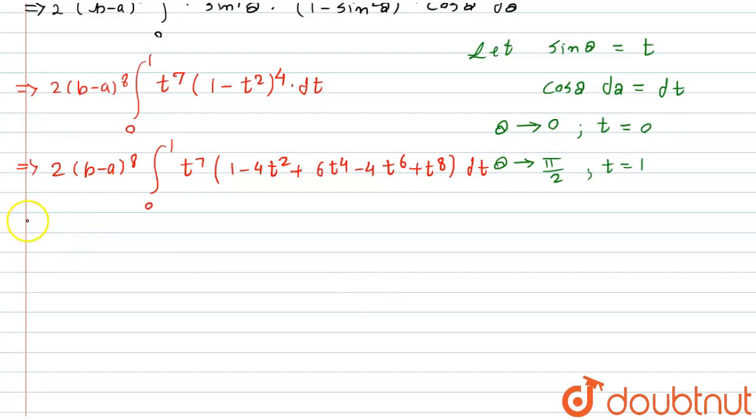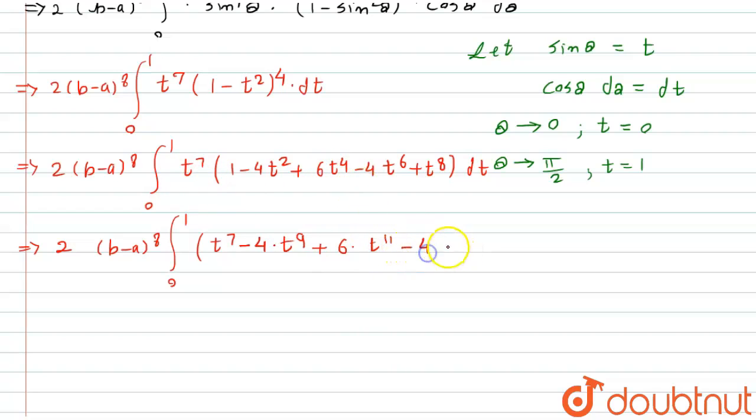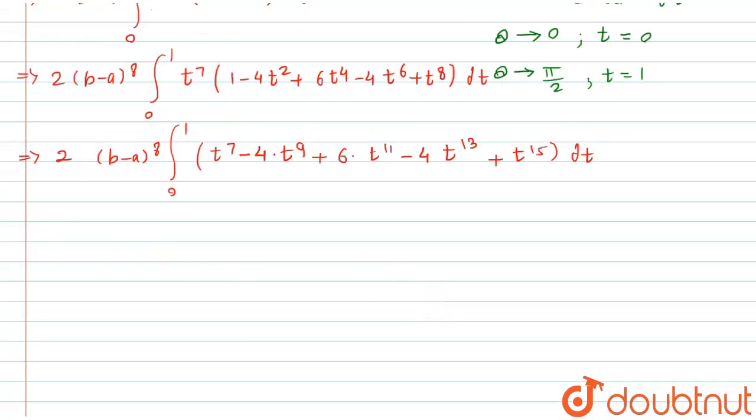Now if you multiply t raised to 7 inside, this implies 2 (b minus a) raised to 8, integration 0 to 1 of: t raised to 7 minus 4 t raised to 2 times t raised to 7, which becomes t raised to 9, plus 6 t raised to 4 times t raised to 7, which becomes t raised to 11, minus 4 t raised to 6 times t raised to 7, which becomes t raised to 13, plus t raised to 8 times t raised to 7, which becomes t raised to 15, dt.